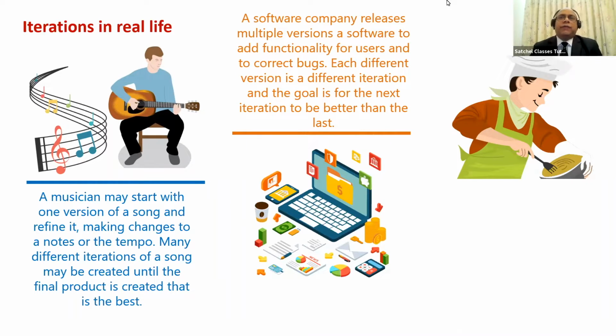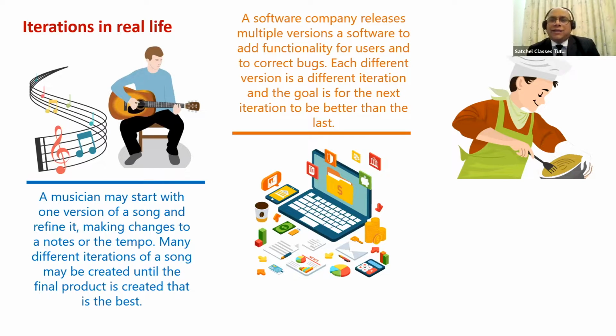So in the software industry, the company may release multiple versions of a software to add functionality for the user, right? To correct the bugs also. Okay, so it releases a beta version of a software so that the users can use it. And in the process, if there is a mistake or a bug, they can catch that and get it corrected.